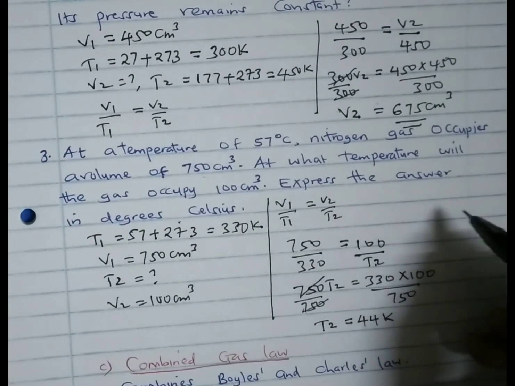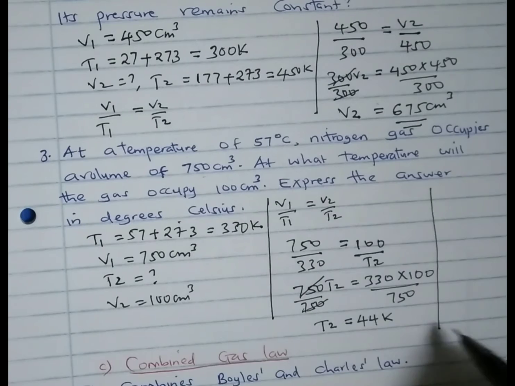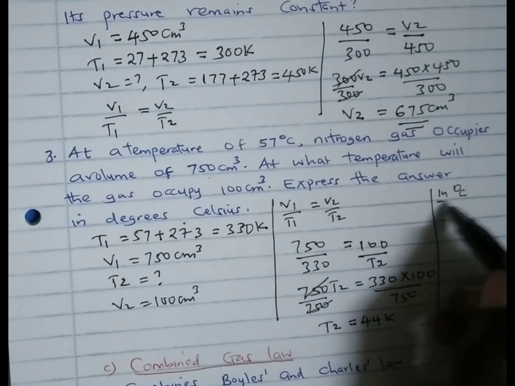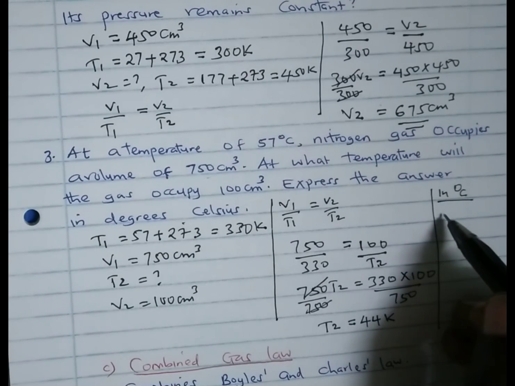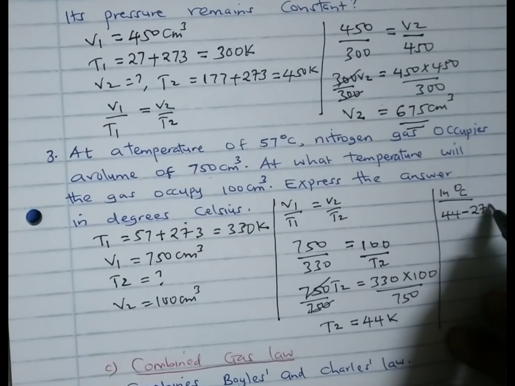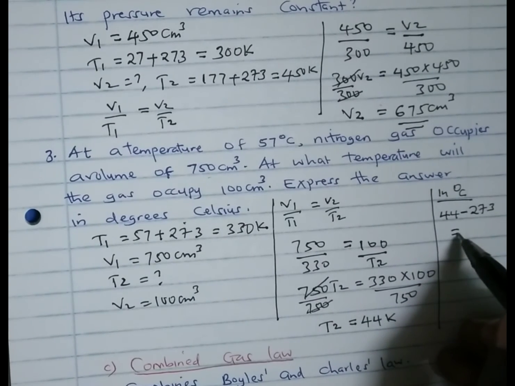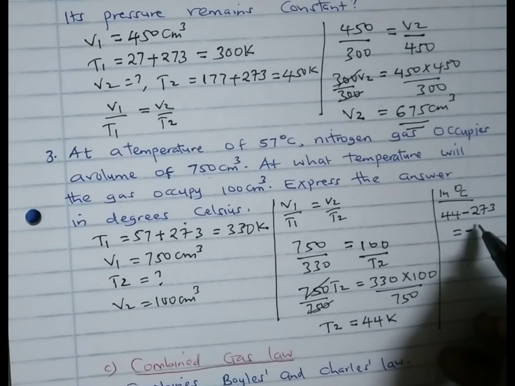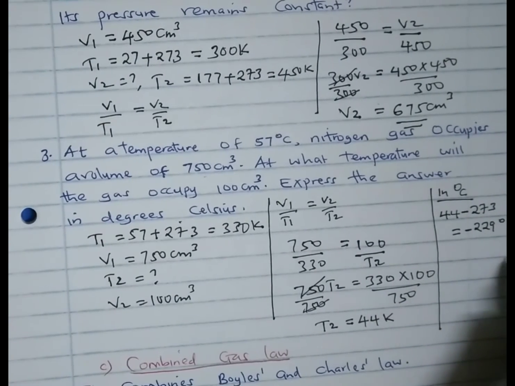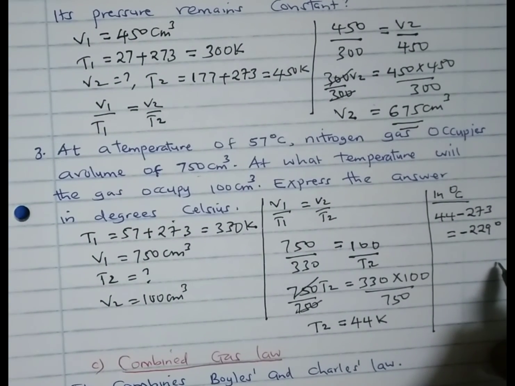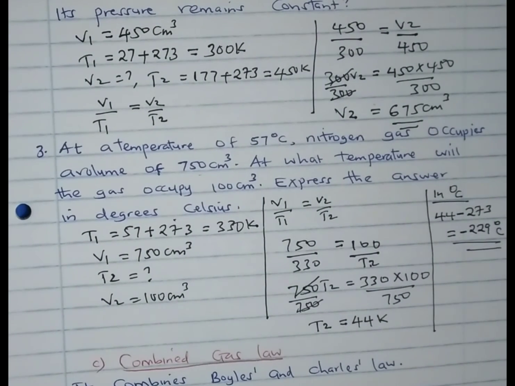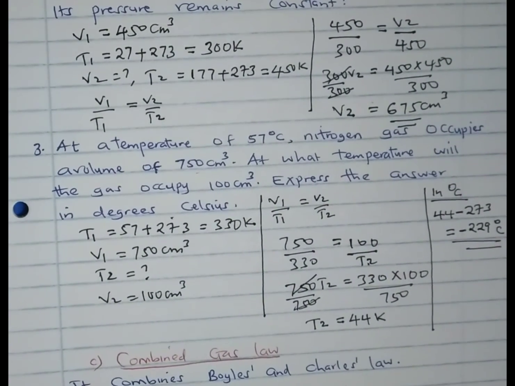But remember, the question is asking us to calculate temperature in degrees Celsius. In degrees Celsius, we take temperature in kelvins, we minus 273, and this one will give us negative 229 degrees Celsius as the answer to this particular question.